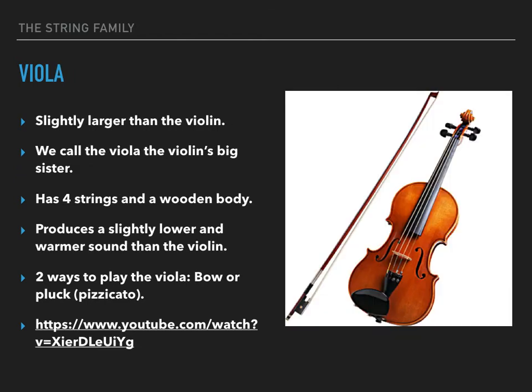Moving on, we have the viola, which is slightly larger than the violin, but not a whole lot. Because of that, it does produce a slightly lower and warmer sound than the violin. I like to call the viola the violin's big sister or big brother, whatever you want to call it, just because it is a little bit bigger. Again, four strings and a wooden body. So when you look at the viola, it looks just like the violin. You actually couldn't tell that this is the viola unless you had it sitting side by side with a violin.